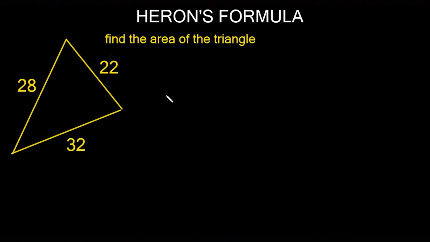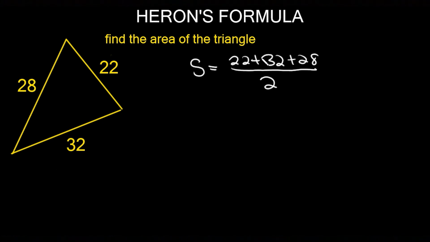So here's our first example, and we can see that I have all 3 sides defined here, meaning I'm going to get the semi-perimeter and then I can get the area. To get the semi-perimeter, S is equal to the sum of all of the sides: 22 plus 32 plus 28, and then I'm going to divide it by 2. The order in which you're adding these does not matter. So in your calculator, you're going to do 22 plus 32 plus 28, and then divide by 2. When I do that, I get 41. So S is going to be equal to 41.